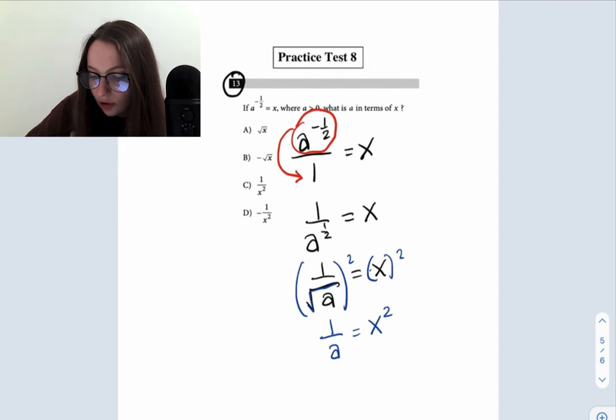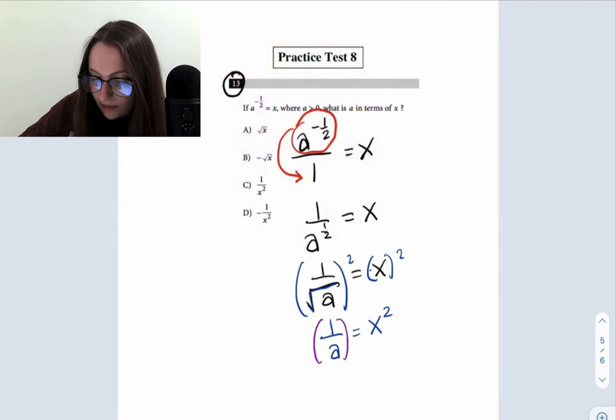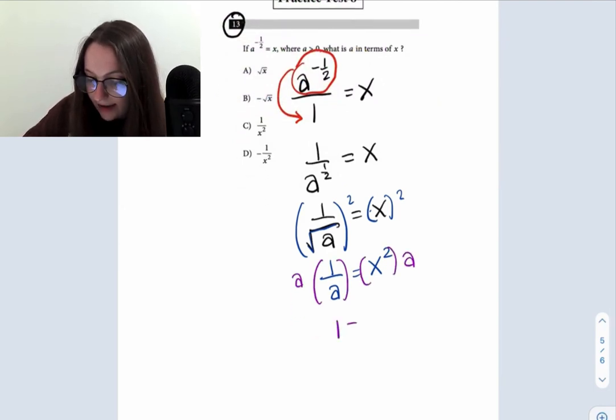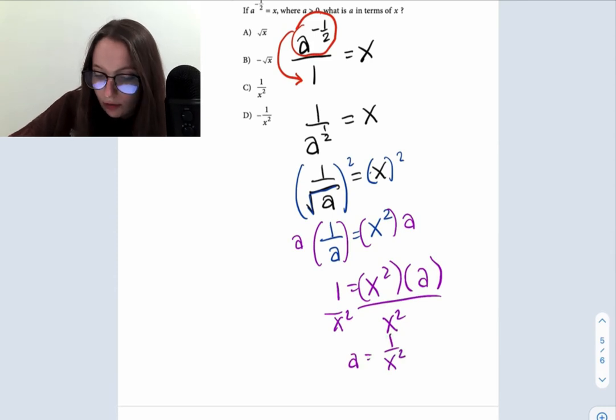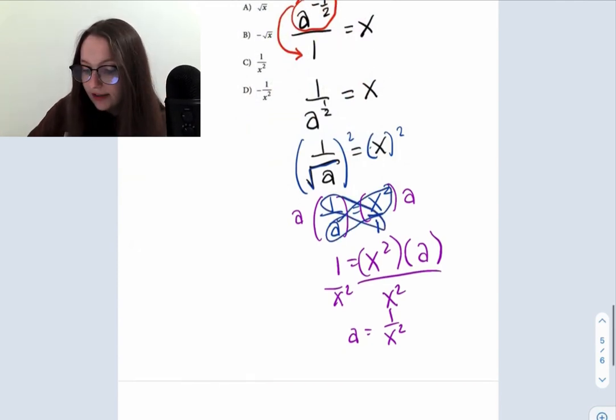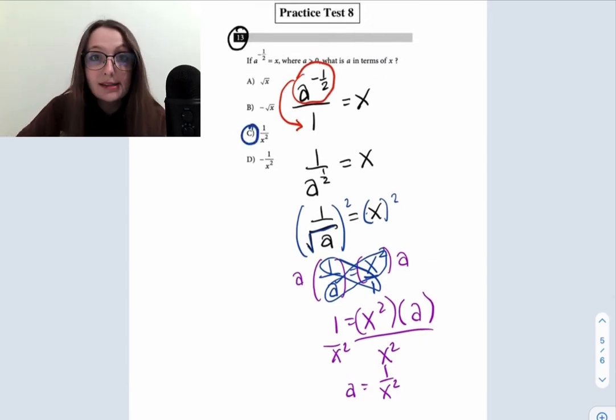So first thing you could do is multiply both sides by a. So if you multiply both sides by a, you'll realize then we get 1 is equal to x squared times a, and then you can divide both sides by x squared to get that a is equal to 1 over x squared. Alternatively, if you wanted to, you could have simply made this a fraction by putting it over 1, and then you could have just cross multiplied. Either way totally works here. So we get a is equal to 1 over x squared, which gives us choice C.